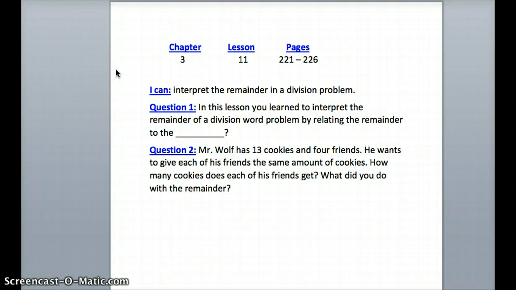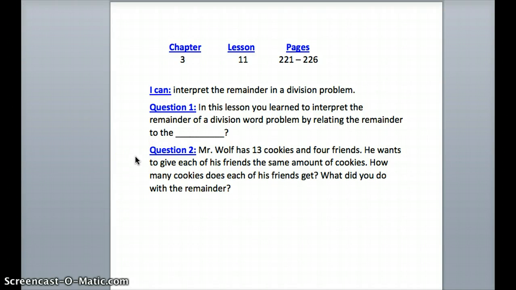Today's lesson is Chapter 3, Lesson 11, on pages 221 through 226. Our objective is I can interpret the remainder in a division problem. Question 1. In this lesson, you learn to interpret the remainder of a division word problem by relating the remainder to the blank.